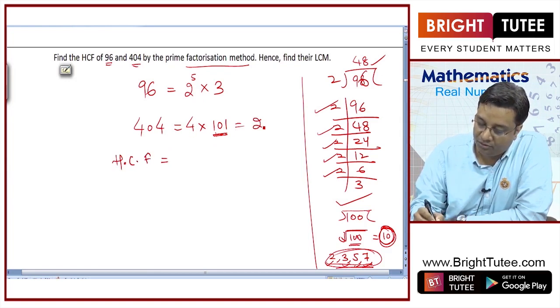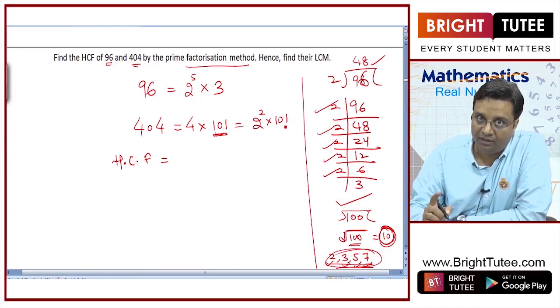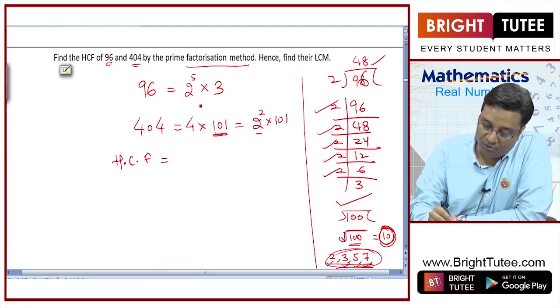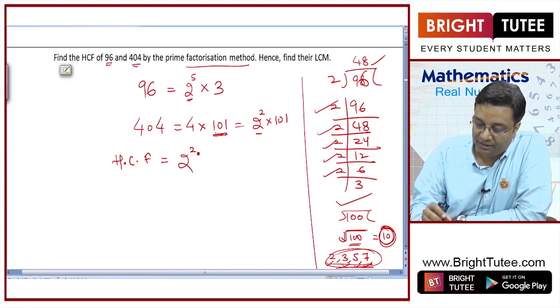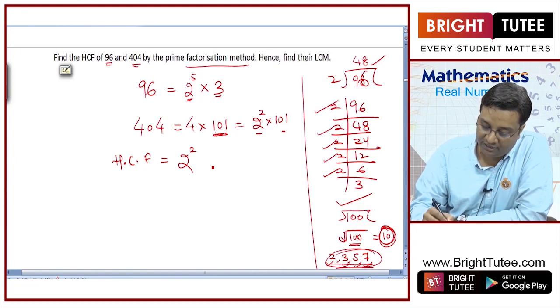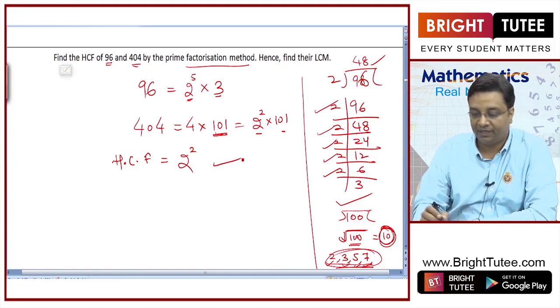this can be written as 2 square into 101. For the highest common factor, we will go for the lower powers of primes. 2 and 2, and the lower power is 2. So 2 raised to power 2, right? 3 is not present here, 101 is not present here. So the HCF is 2 square, right?